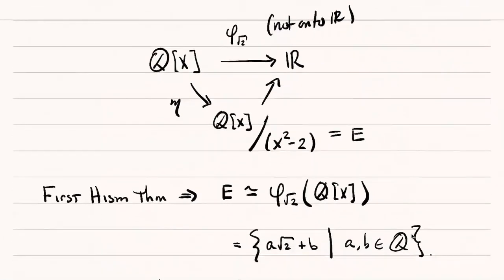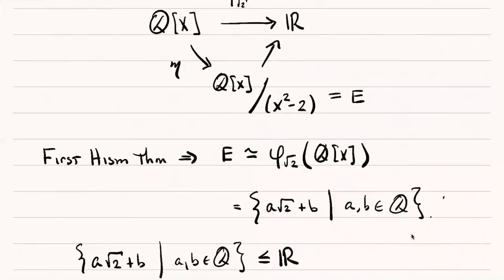The image, well, since every coset down here can be represented by a polynomial of degree at least 1, when you evaluate those things at the square root of 2, you get expressions like this. You get a root 2 plus b. A and b are any two real numbers. Okay? So that thing, which is quite literally a subset of the real numbers, is a subfield, and it's a subfield isomorphic to E by the first homomorphism theorem.